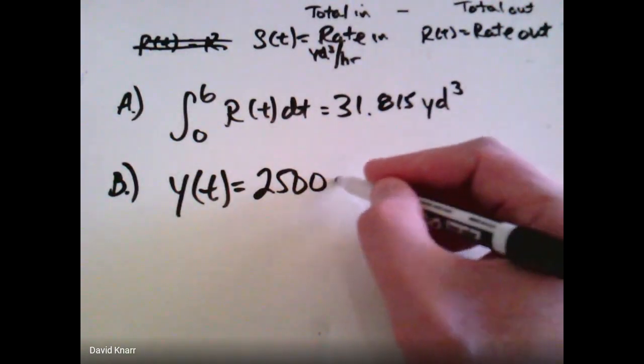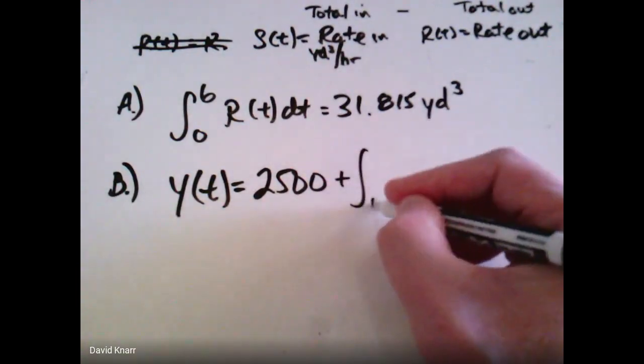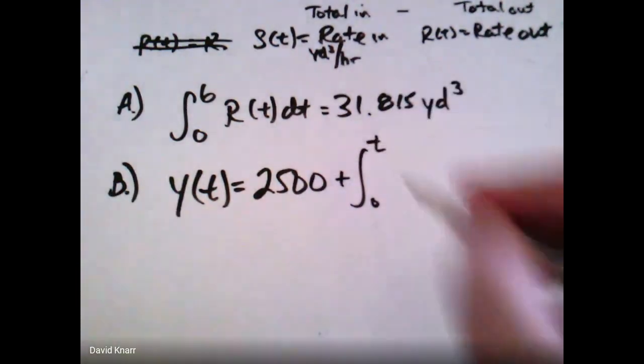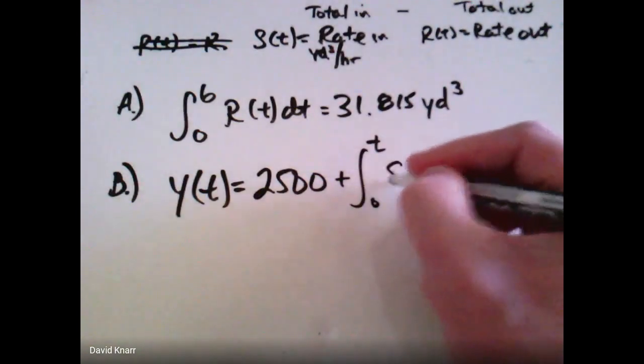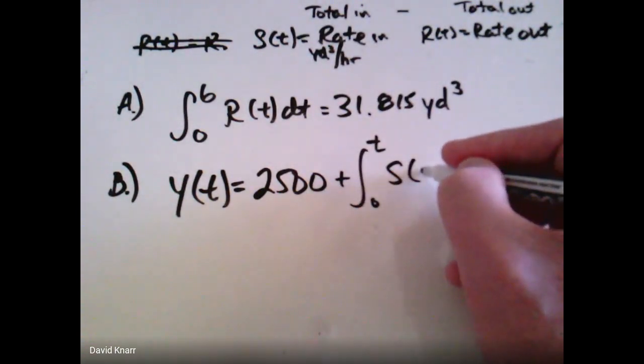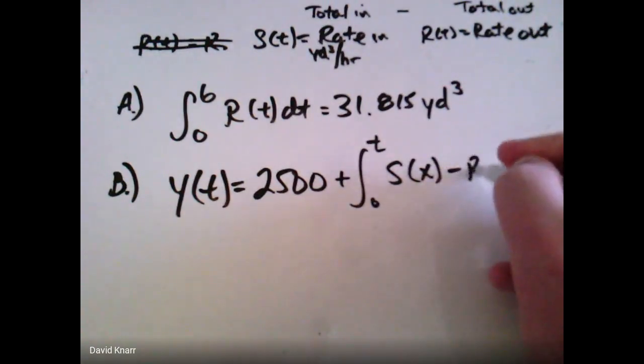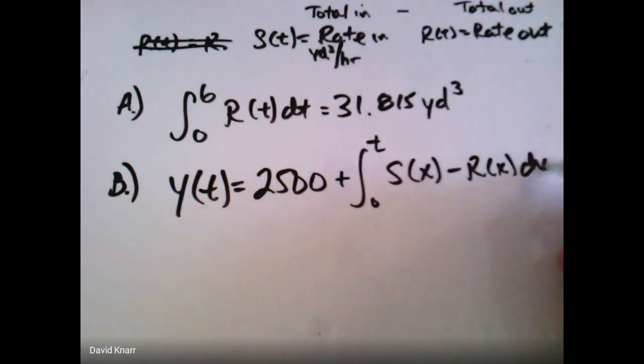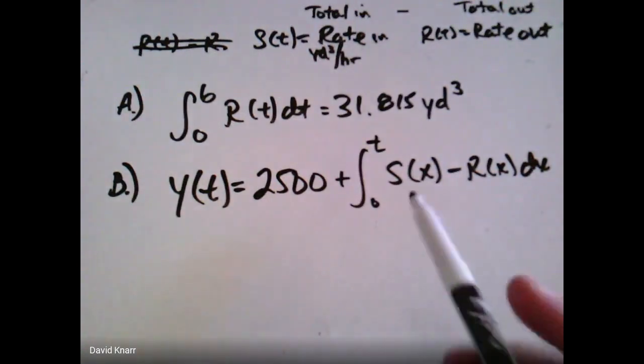So I got the 2,500 that I start with, plus the integral from 0 to t, whatever time they want me to stop at, s. We have to use a different variable, so we can say s of x minus r of x dx, and that's all you have to write.